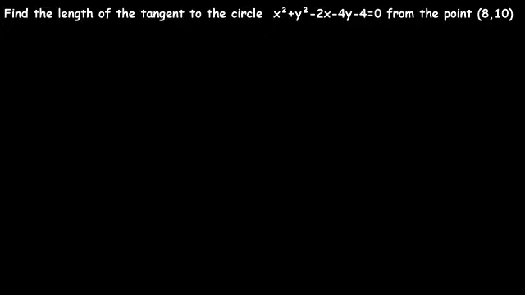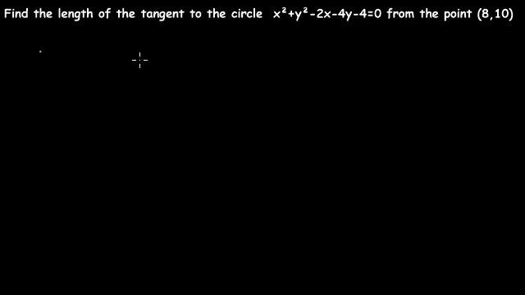from the point (8, 10). Now, as you can clearly see, the equation of the circle is given in general form. To find the coordinates of the center and the radius, we must be able to express this general form equation into the standard form, because in standard form, we can easily figure out the center and the radius.